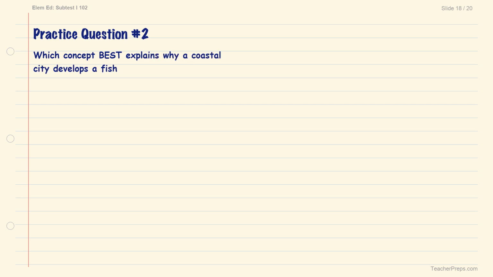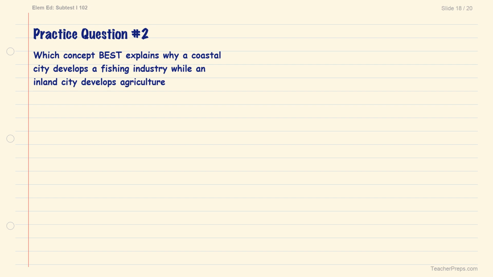Excellent work with Domain 2. Let's close out with one more practice question. Which of the following concepts best explains why a coastal city is more likely to develop a fishing industry while an inland city surrounded by fertile land is more likely to develop agriculture?